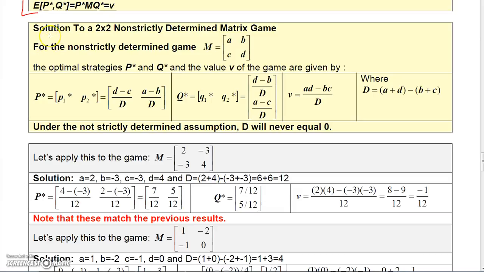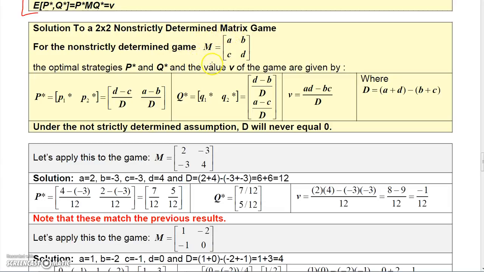So continuing this section, let me just tell you, we're getting into some a little bit more complicated calculations we're going to have to deal with. But let's start with this theorem, which tells us the solution to a 2 by 2 non-strictly determined matrix game.